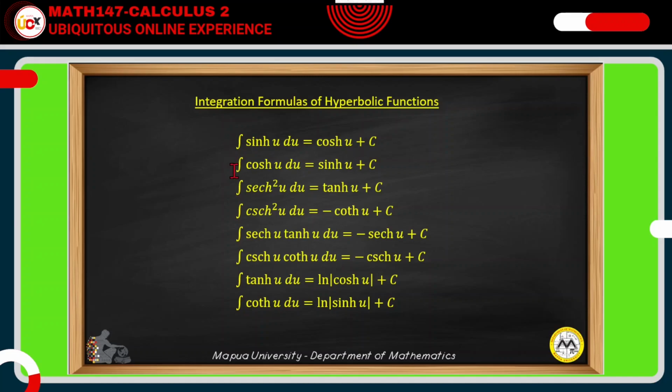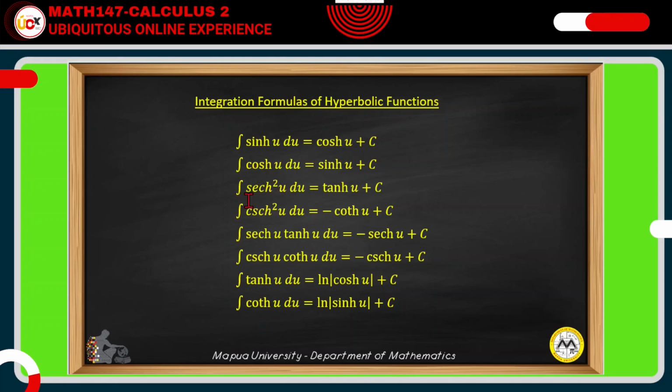For the second formula, the integral of hyperbolic cosine u du is hyperbolic sine u plus the constant c. Now, you can verify on your own that the integral of hyperbolic cosine u du is equal to hyperbolic sine u plus the constant c by taking the differential of hyperbolic sine u and then taking the integral of both sides. So, you get this formula.